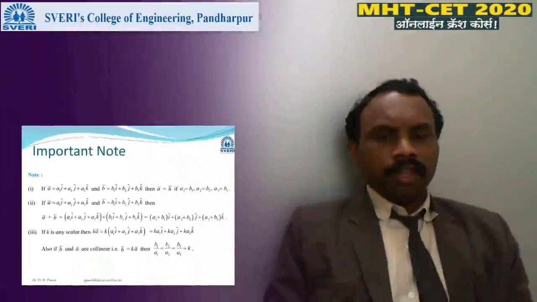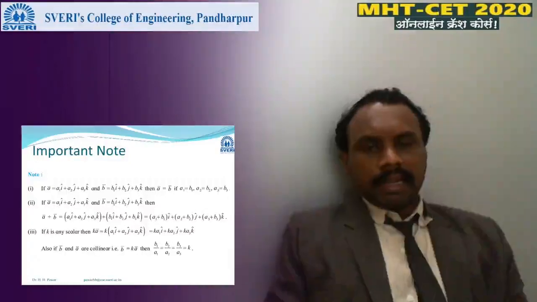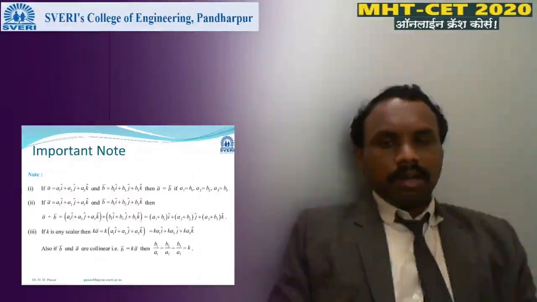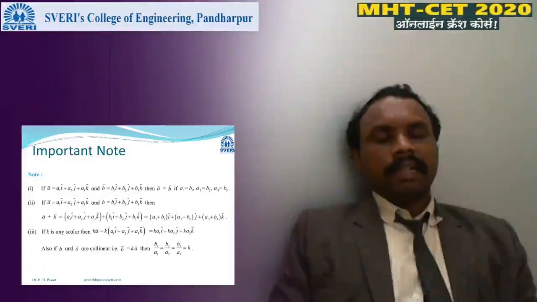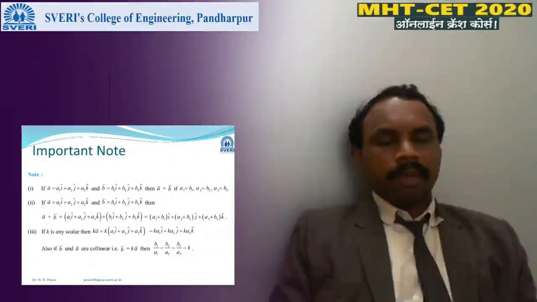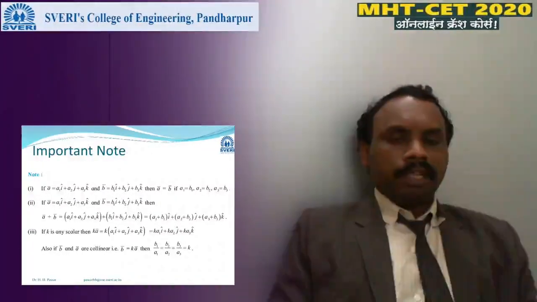Next we will see some important points. Take a note that if A bar and B bar are given as A bar is equal to a1 i plus a2 j plus a3 k and B bar is equal to b1 i plus b2 j plus b3 k, then A bar is equal to B bar if and only if a1 equals b1, a2 equals b2, a3 equals b3. That is, two vectors are said to be equal if the coefficients of i, j, k are equal.